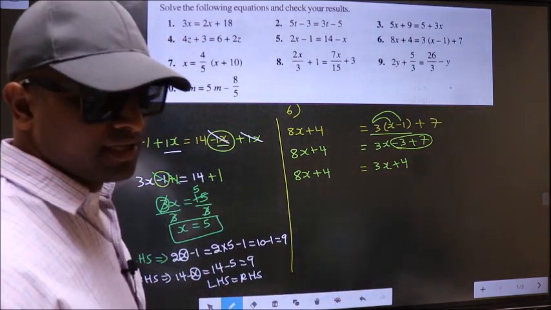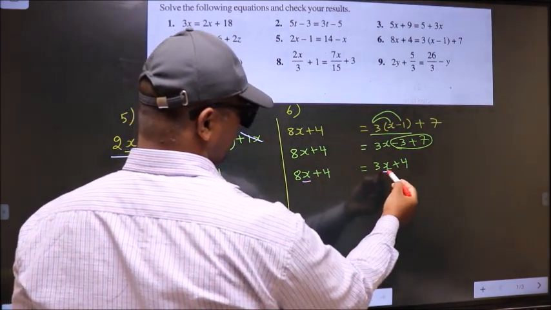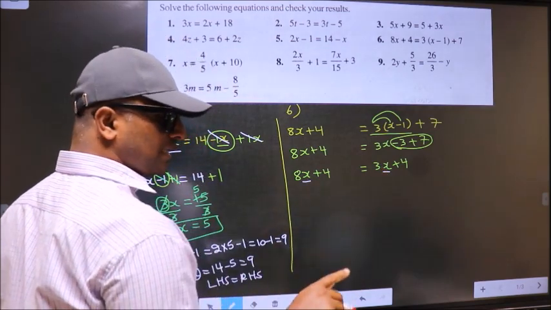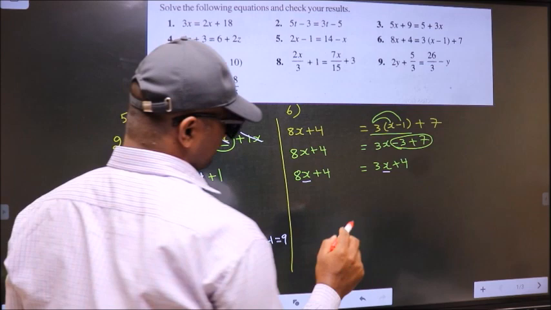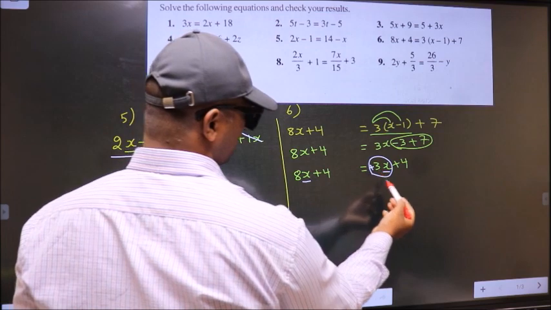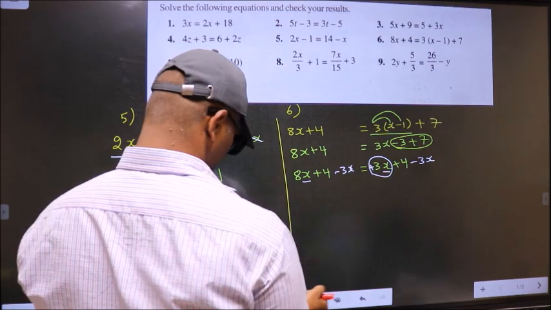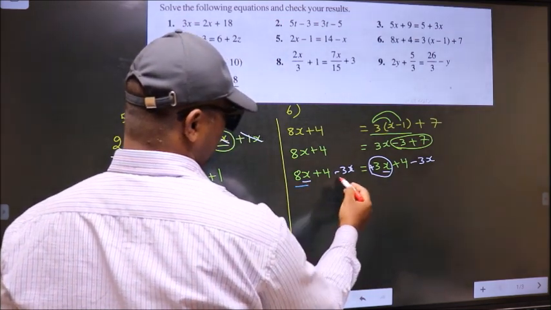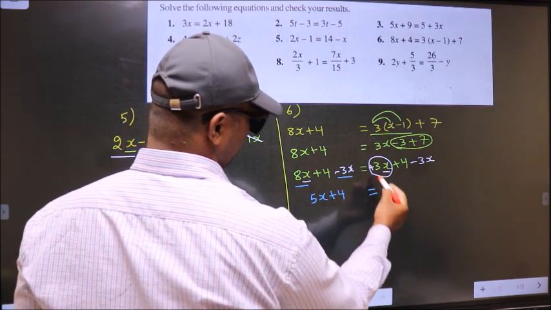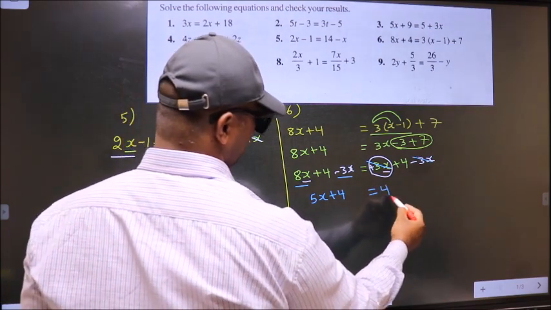Okay, so far. Next. Now, here we have x term and here also x term. X term we have in two places. We should bring all the x terms on one side. For that, we should remove plus 3x from here. So, to remove plus 3x, subtract 3x on both sides. So, now 8x minus 3x is 5x plus 4 equal to plus 3x minus 3x cancel out. You are left with 4.